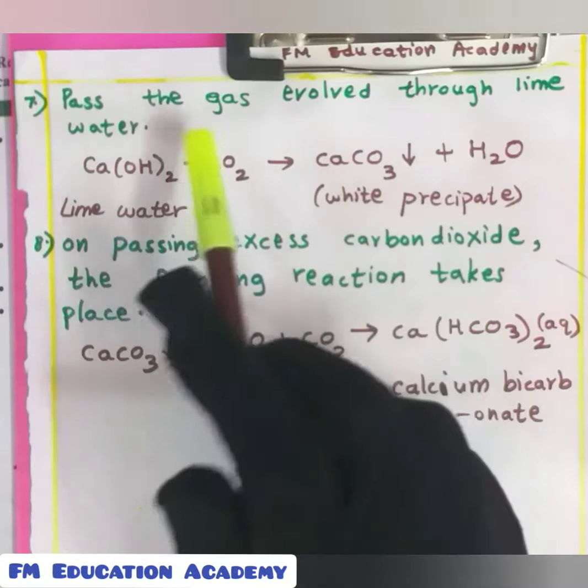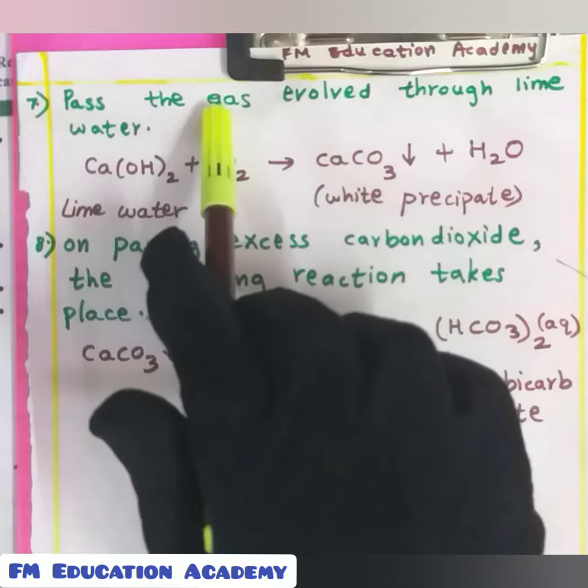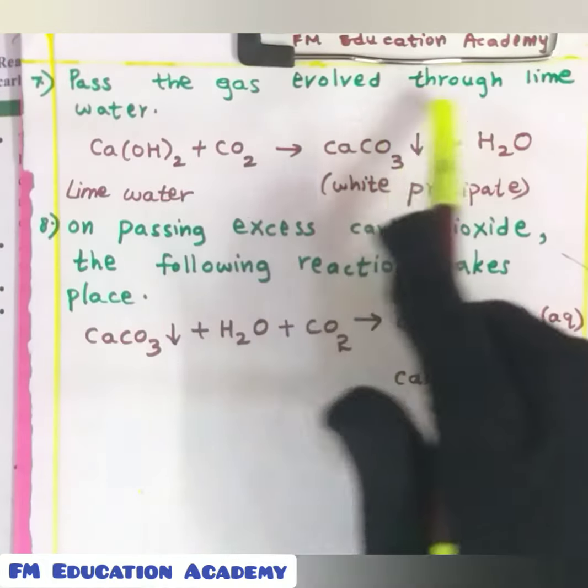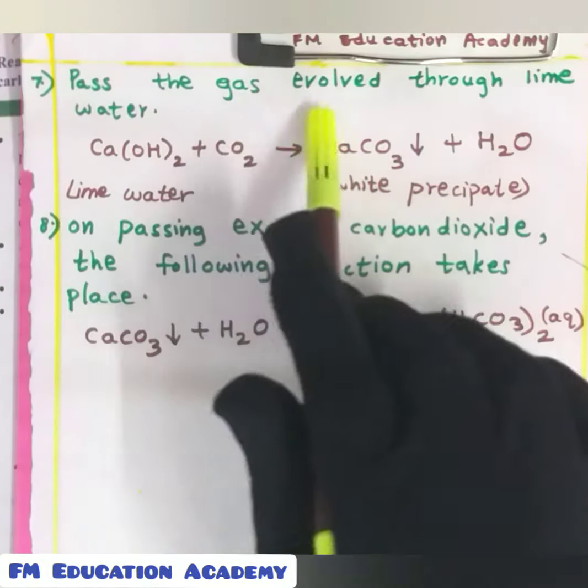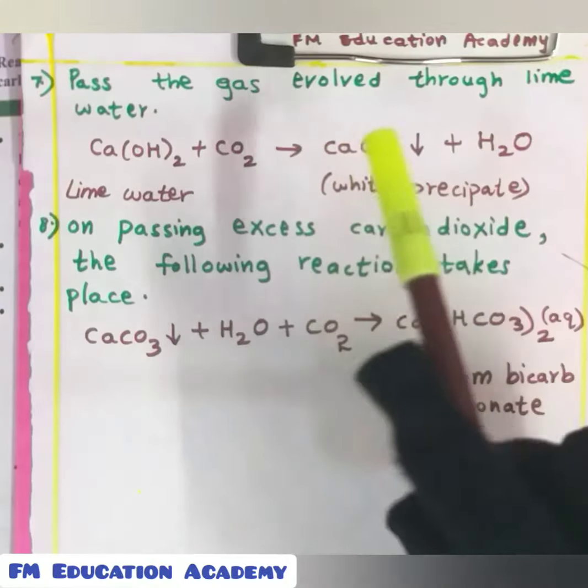What is the 7th point in my procedure? Pass the gas. In both the setups, we are passing the gas. That is, when we took test tube A also, we are passing the gas evolved through lime water, and in test tube B also, we are passing the gas evolved through lime water. So what will be my reaction?